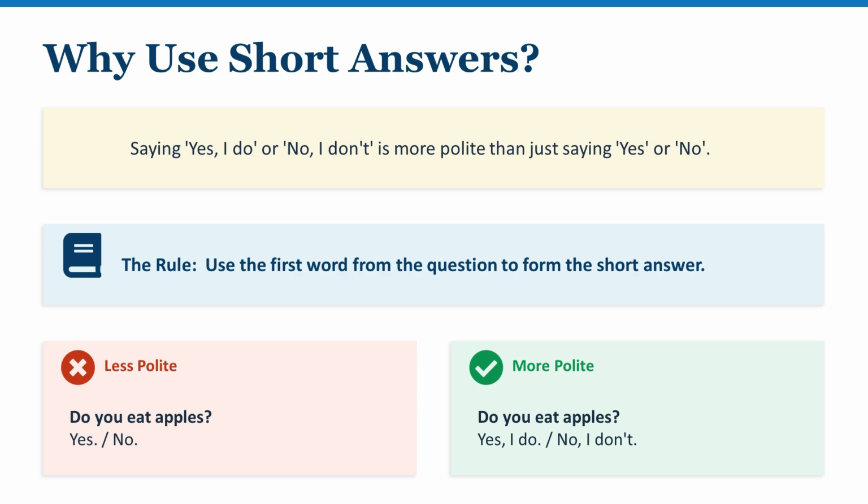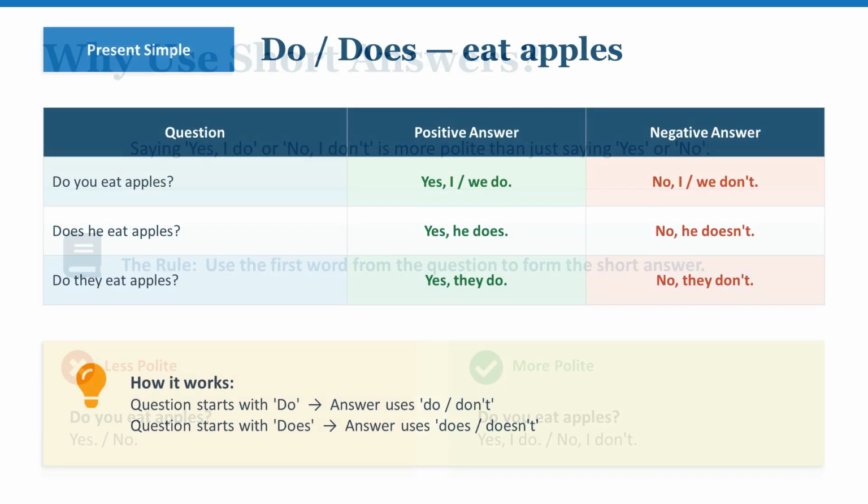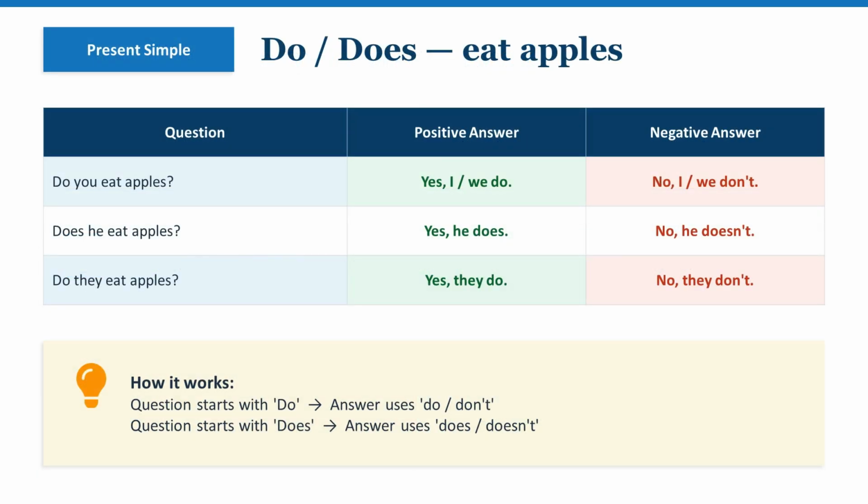Let us now look at examples for different tenses. Now let us look at the present simple tense with the verb eat. If the question starts with do, your short answer will also use do or don't. For example, do you eat apples? Yes, I do. Or no, I don't.